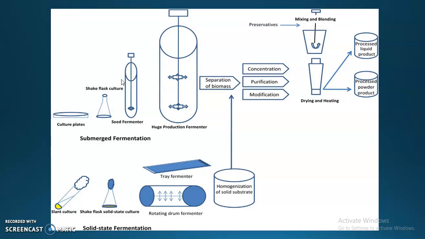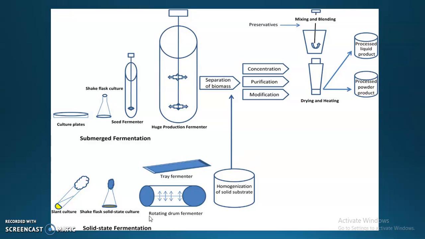This is the submerged fermentation method. Here we can see it is done in a huge production fermenter. After fermentation, the biomass is separated, concentrated, purified and modified. Then preservatives can be added. After that, drying and heating is done. Then either a liquid product or a processed powder product will be obtained.